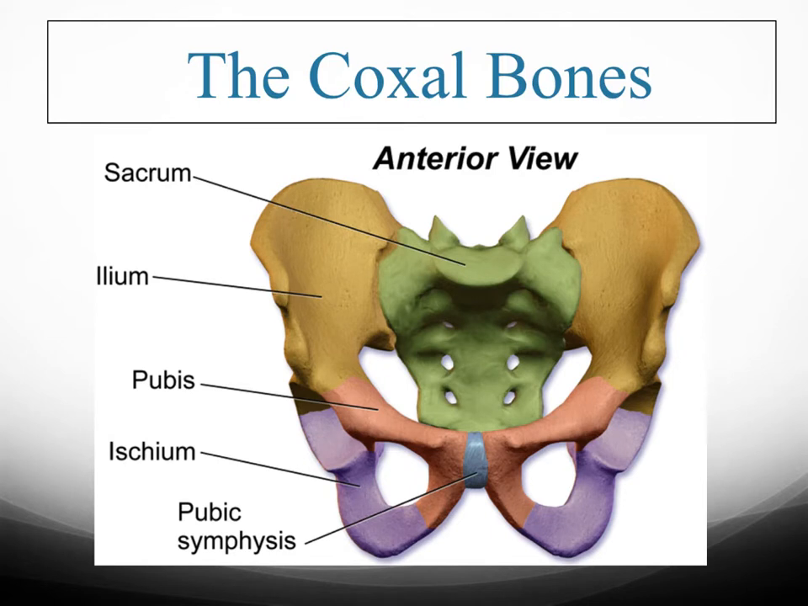Alright, there are some coxal bones that you'll need to label on your skeleton at the back. This middle portion here is the sacrum, and we just labeled the ilium, the pubis, and the ischium. I think all of those are there on your skeleton at the back.